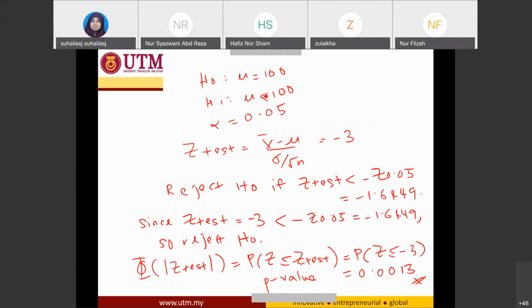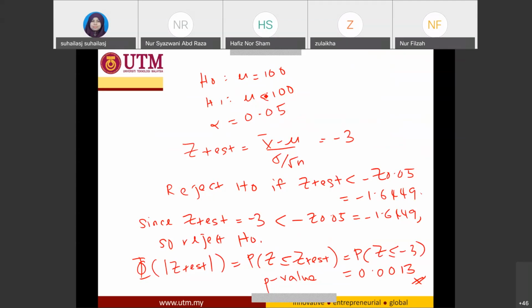Find from your stats table. Because it is one tail, phi Z test only. So your P value is 0.0013. This tallies with your answer above, because above we already rejected H naught. That was done by calculation for testing hypothesis. But for part B, it depends on your P value only. So the answer must be consistent with part A.